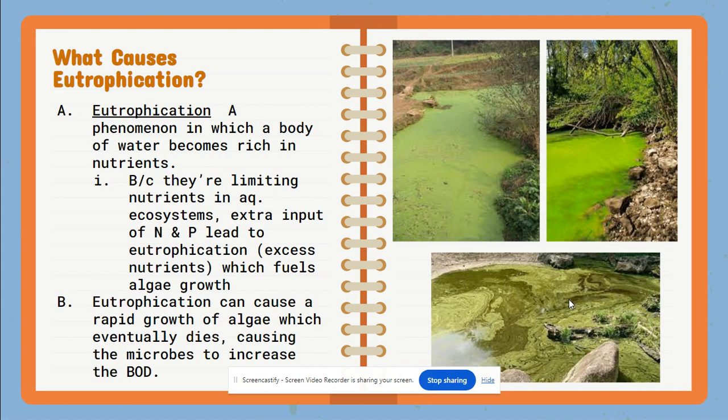Now that eutrophication can cause rapid growth of algae, and eventually that algae does die, because now they're going to be occupying so much space that they're going to be competing for sunlight and so on. And so we're going to most likely see some of them die, which means any microbes, any bacteria naturally found in that ecosystem will try to decompose the dead algae, which is going to increase biochemical oxygen demand. So then we're going to see dissolved oxygen take a big hit in this ecosystem.